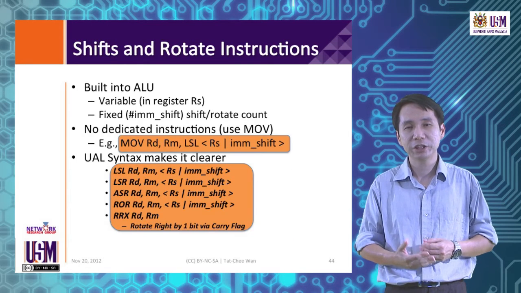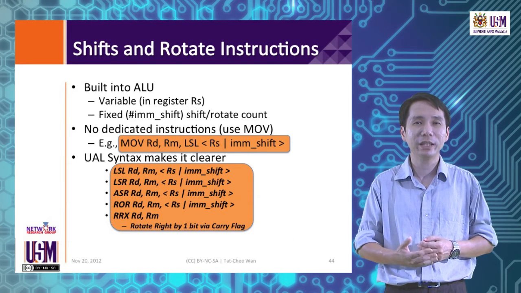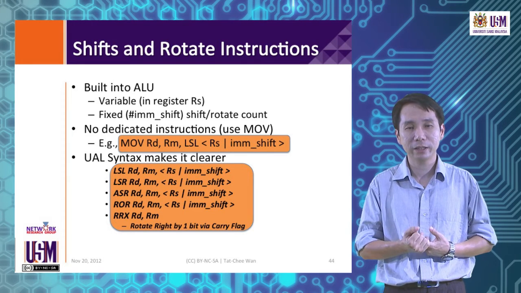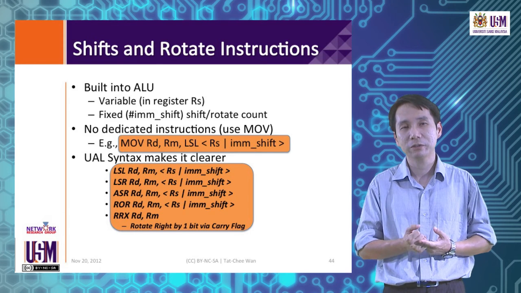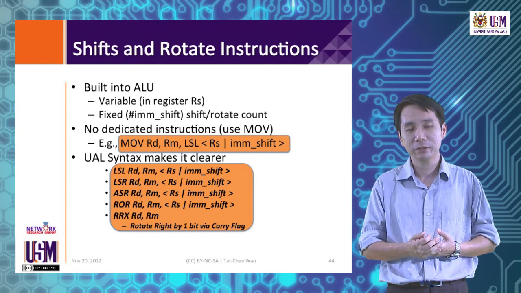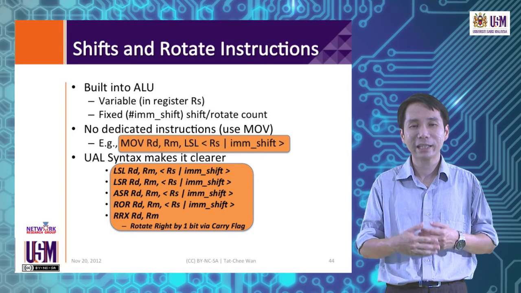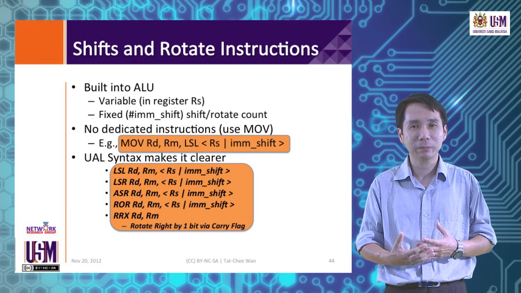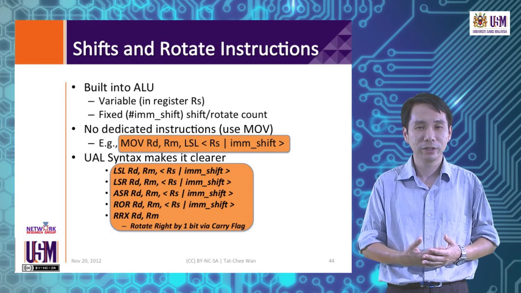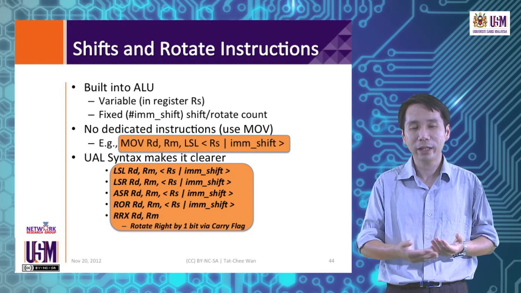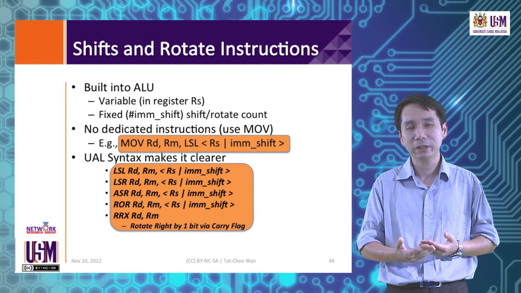As I mentioned previously, shift and rotate instructions are actually built into the arithmetic logic unit, or ALU. There are two versions: there is a variable shift and rotate, and there's a fixed or constant specified shift and rotate version of the instruction. There are no dedicated instructions for shift and rotate. Instead, it is part of the MOV instructions. So for example, you have MOV Rd, Rm, LSL, with either Rs or else a constant value specified as a number of bits to shift.